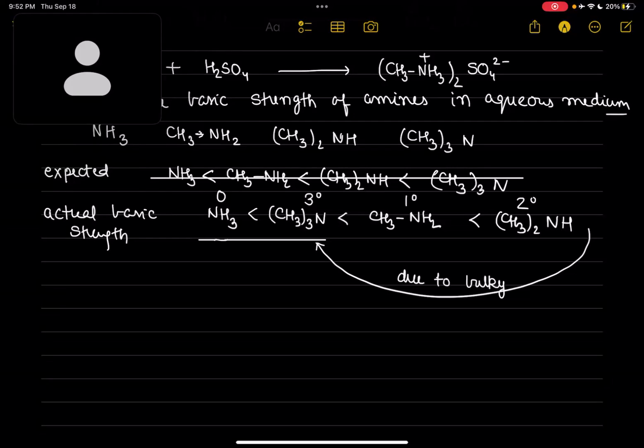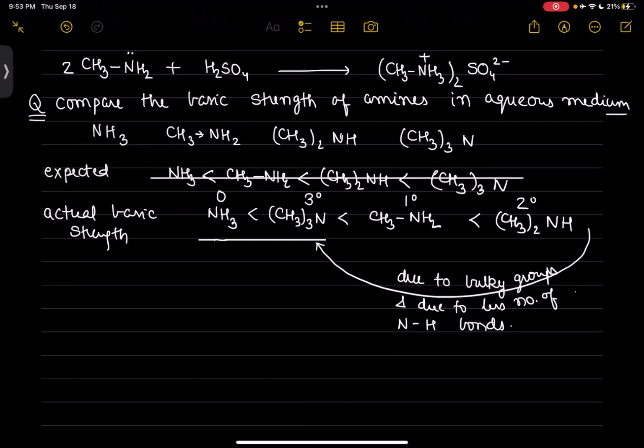One reason is due to bulky groups, and the other is due to the less number of NH groups. It has become less basic. Is it clear or not?